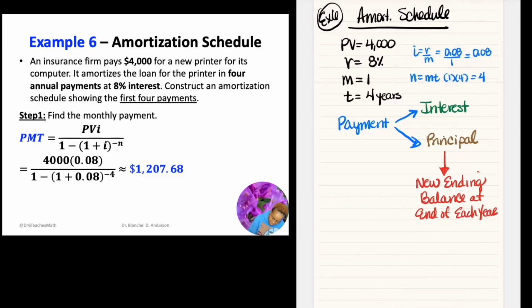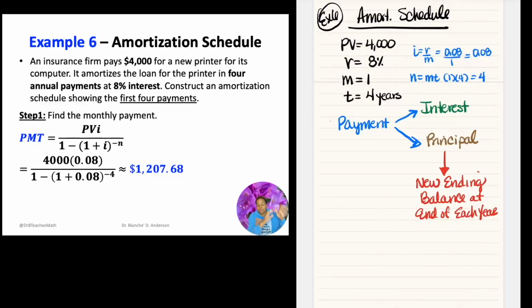Okay, so you're always going to start with the payment. When you make a payment, some is going to go to the interest and some is going to go to the principal. Whatever goes to the principal, you take that and subtract it from what you started with. And then that's going to show you your new ending balance for that year. So every year you make a payment. This amount went to interest. This amount went to principal. This is what my remaining balance is.